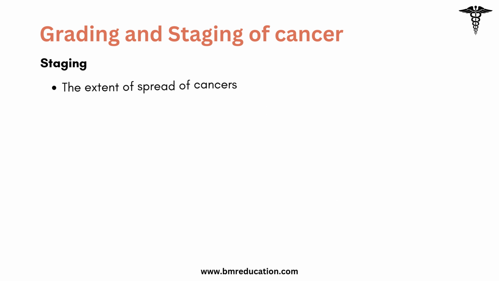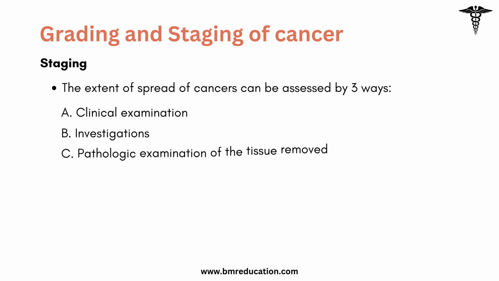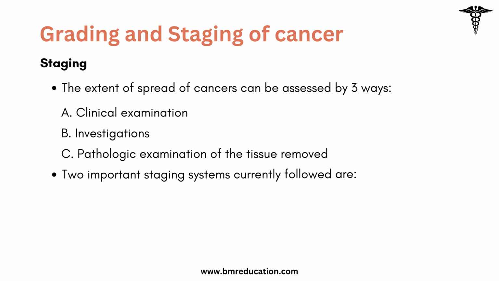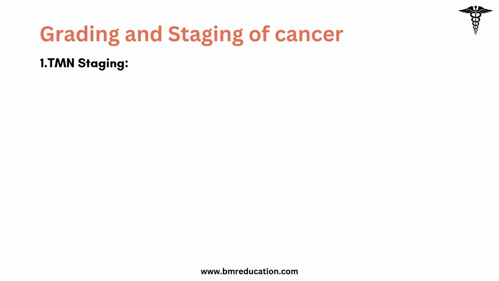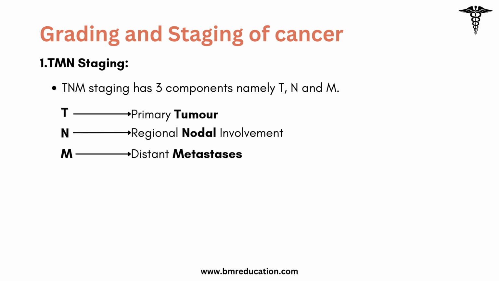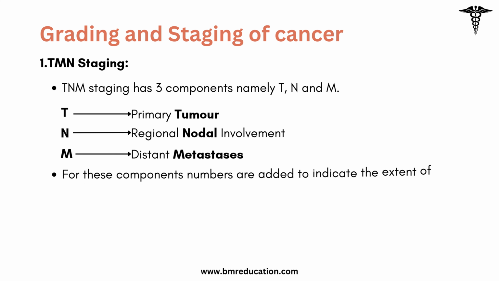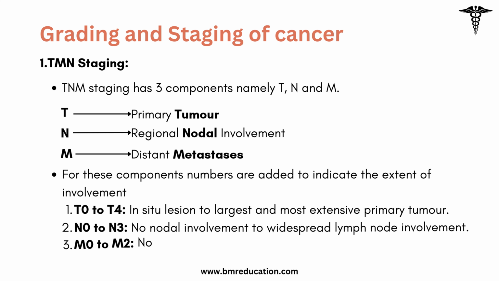Next is staging. The extent of spread of cancers can be assessed in three ways: clinical examination, investigations, and pathologic examination of the tissue removed. Two important staging systems currently followed are TNM staging and AJC staging. TNM staging has three components, namely T, N, and M. T stands for primary tumor, N stands for regional nodal involvement, and M stands for distant metastasis. These components are added with numbers to indicate the extent of involvement.